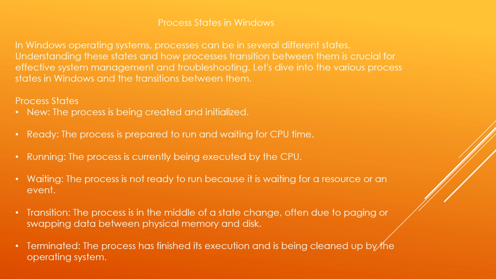Process states. New: the process is being created and initialized. Ready: the process is prepared to run and waiting for CPU time. Running: the process is currently being executed by the CPU. Waiting: the process is not ready to run because it is waiting for a resource or an event. Transition: the process is in the middle of a state change, often due to paging or swapping data between physical memory and disk. Terminated: the process has finished its execution and is being cleaned up by the operating system.